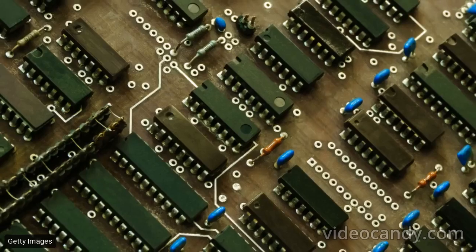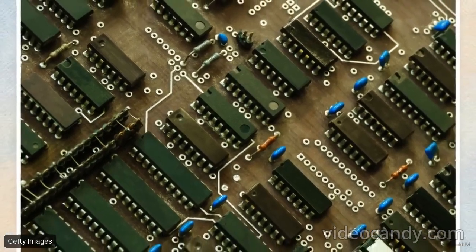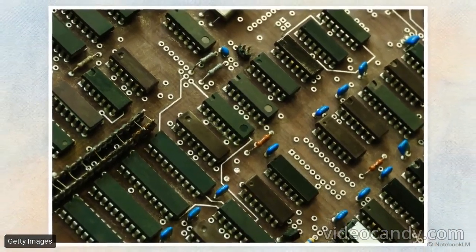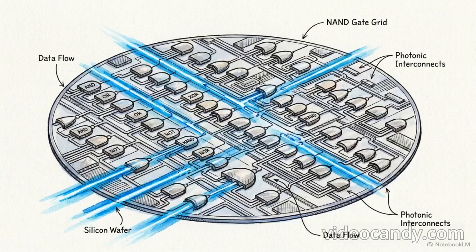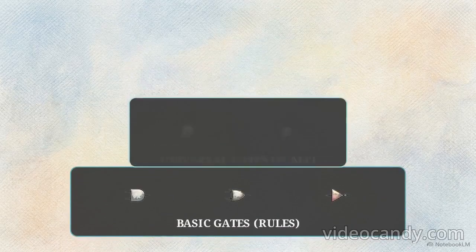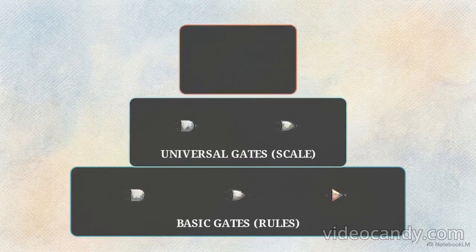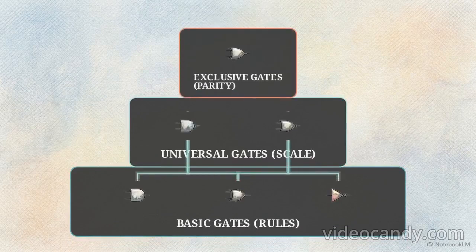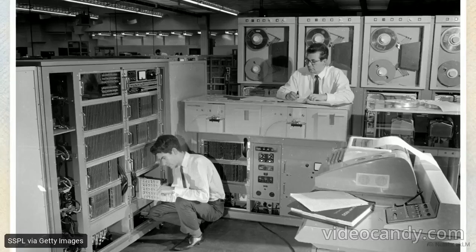for real-world parity detection. When you step back from a single lab bench experiment, you enter the realm of mass manufacturing. These physical gate structures are miniaturized, duplicated, and etched by the millions onto integrated circuits. The hierarchy is absolute. Basic gates provide the core rules. Universal gates deliver manufacturing scale. Exclusive gates manage complex parity checks in a single package.